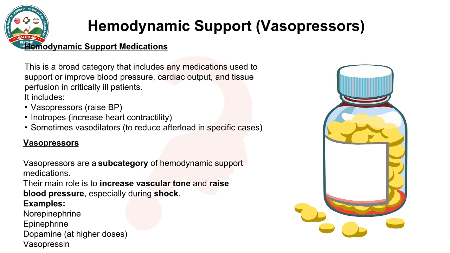Among these, vasopressors are the most commonly used subcategory. Their main role is to increase vascular tone and raise blood pressure, especially during shock. Common examples include norepinephrine, epinephrine, dopamine at higher doses, and vasopressin. These drugs are considered some of the most critical life-saving tools that ICU nurses must be familiar with.